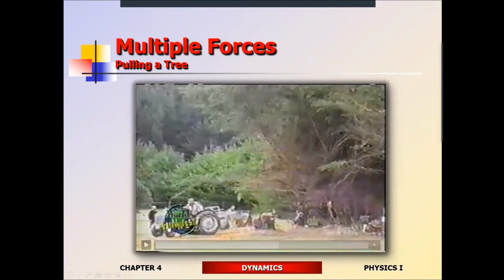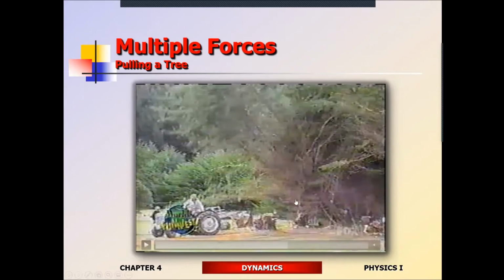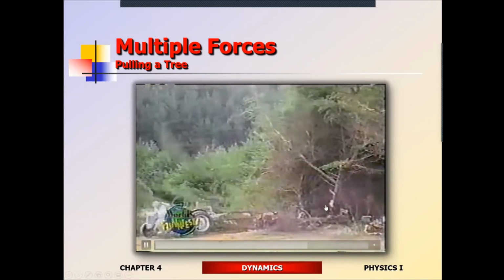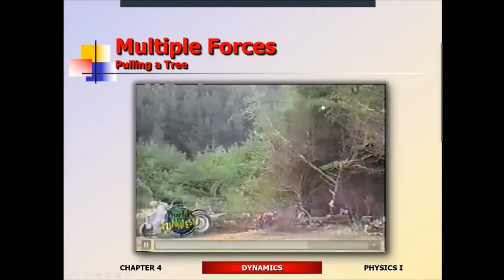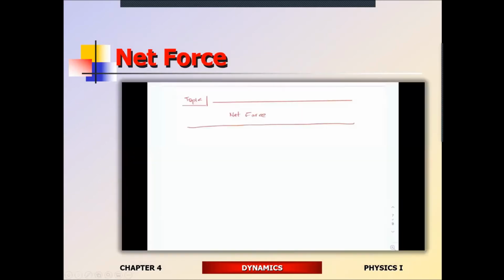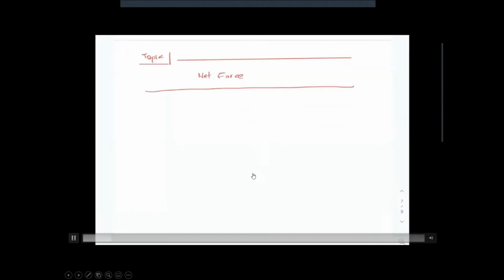The tree got two forces acting on it along the horizontal direction. There's one force pulling it to the left. There's a second force pulling it to the right, right? So the rope is pulling it to the left. The roots are pulling it to the right. As a result, the tree topples over. So when you have two forces acting in opposite directions, what is the net force?